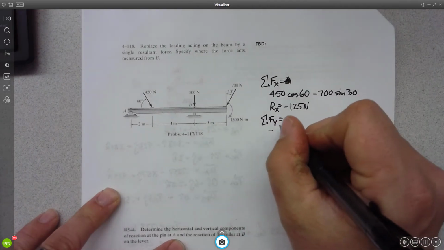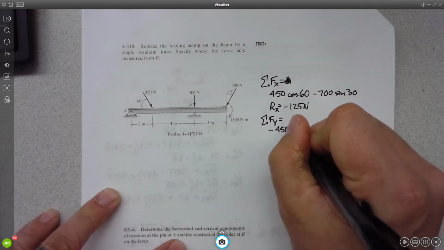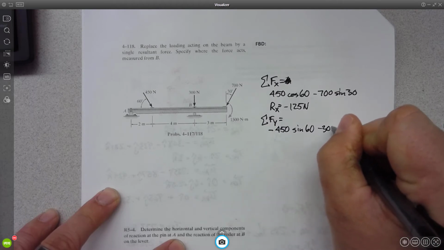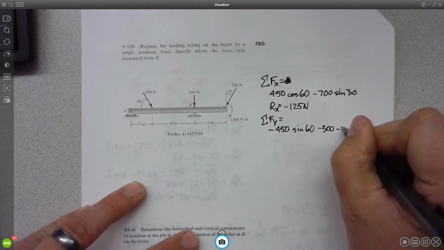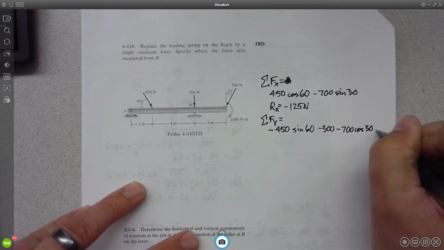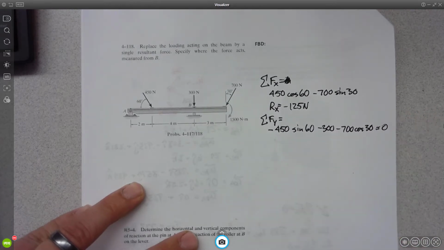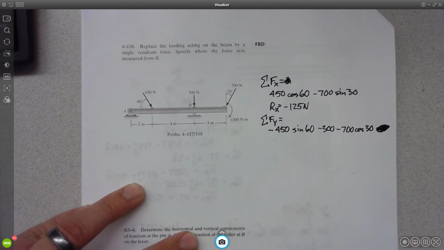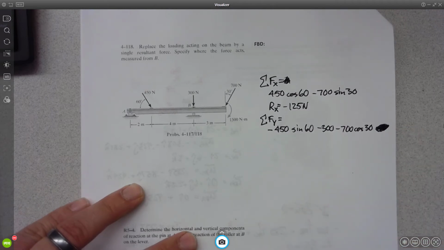Looks like I'll have negative 450 sine 60 minus 300 minus 700 cos 30 equals 0. That doesn't equal 0. I'm sorry. I'm just so used to saying equal to 0. I'm a terrible person.